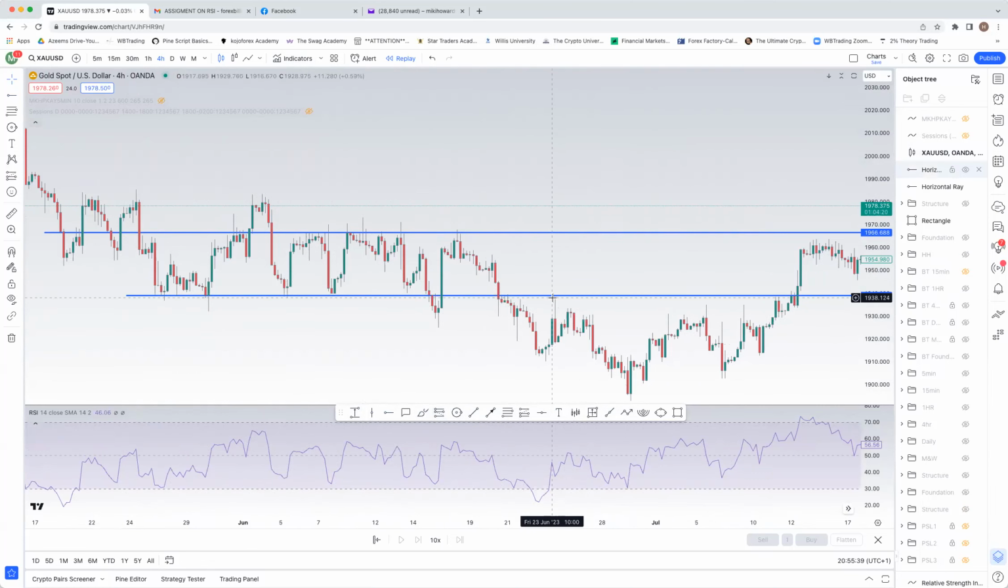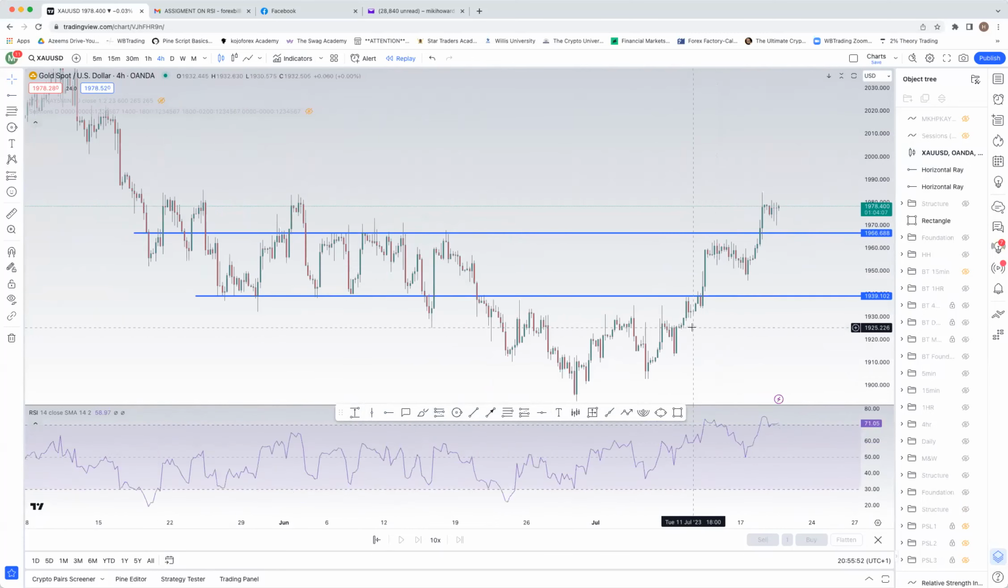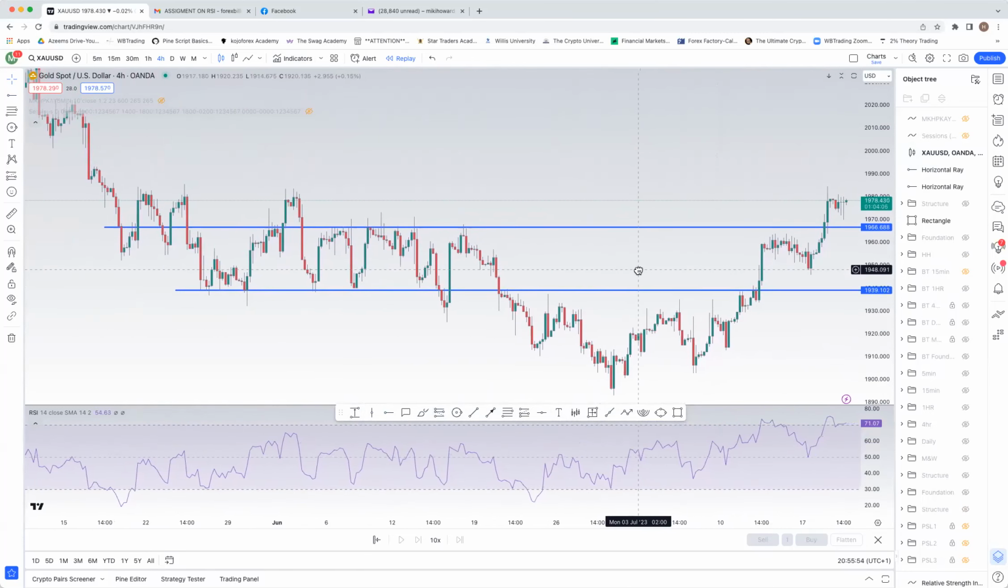So when it broke, it became a resistant area. The support became a resistant area here. Respected, became a resistant, respected. And then it respected here a little bit. It broke through and didn't respect it again. Do you understand? So that's one way of drawing support and resistance lines, right?